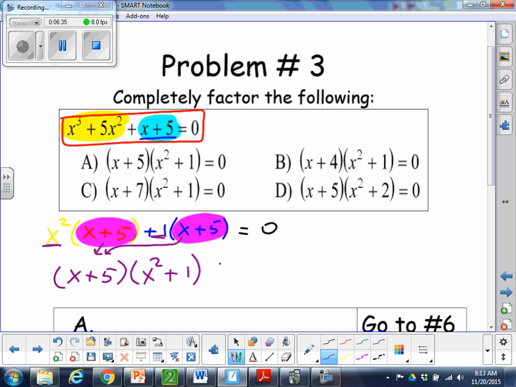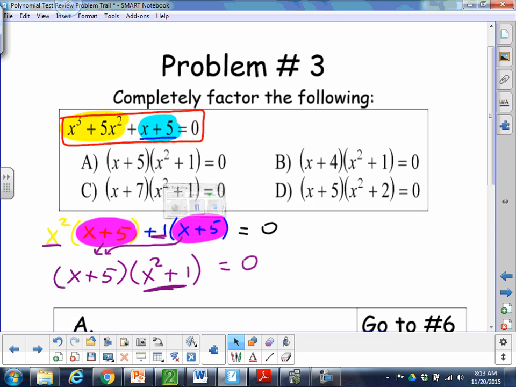So just be careful. The x squared plus 1, this term right here is not factorable anymore. If it were x squared minus 1, if it were the difference of two perfect squares, then we could break that down a little farther. But this one should be done.